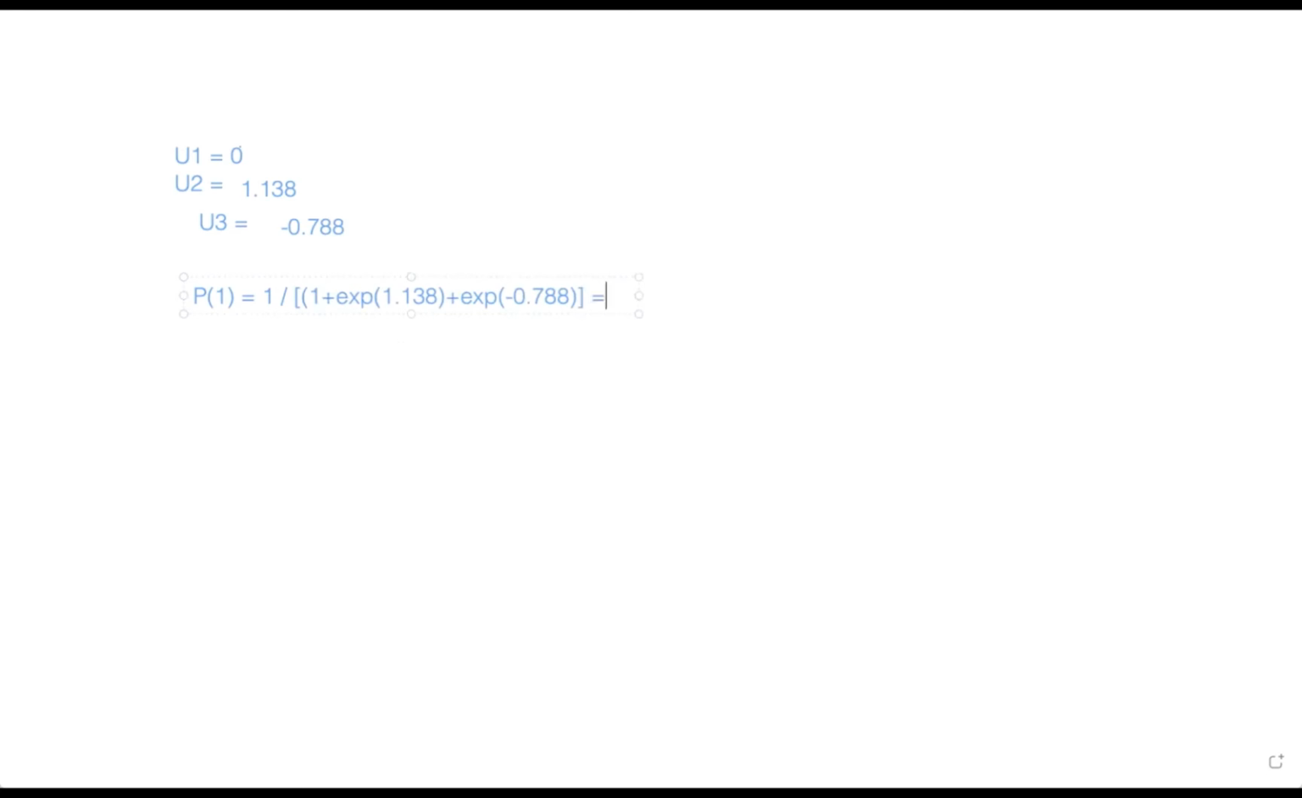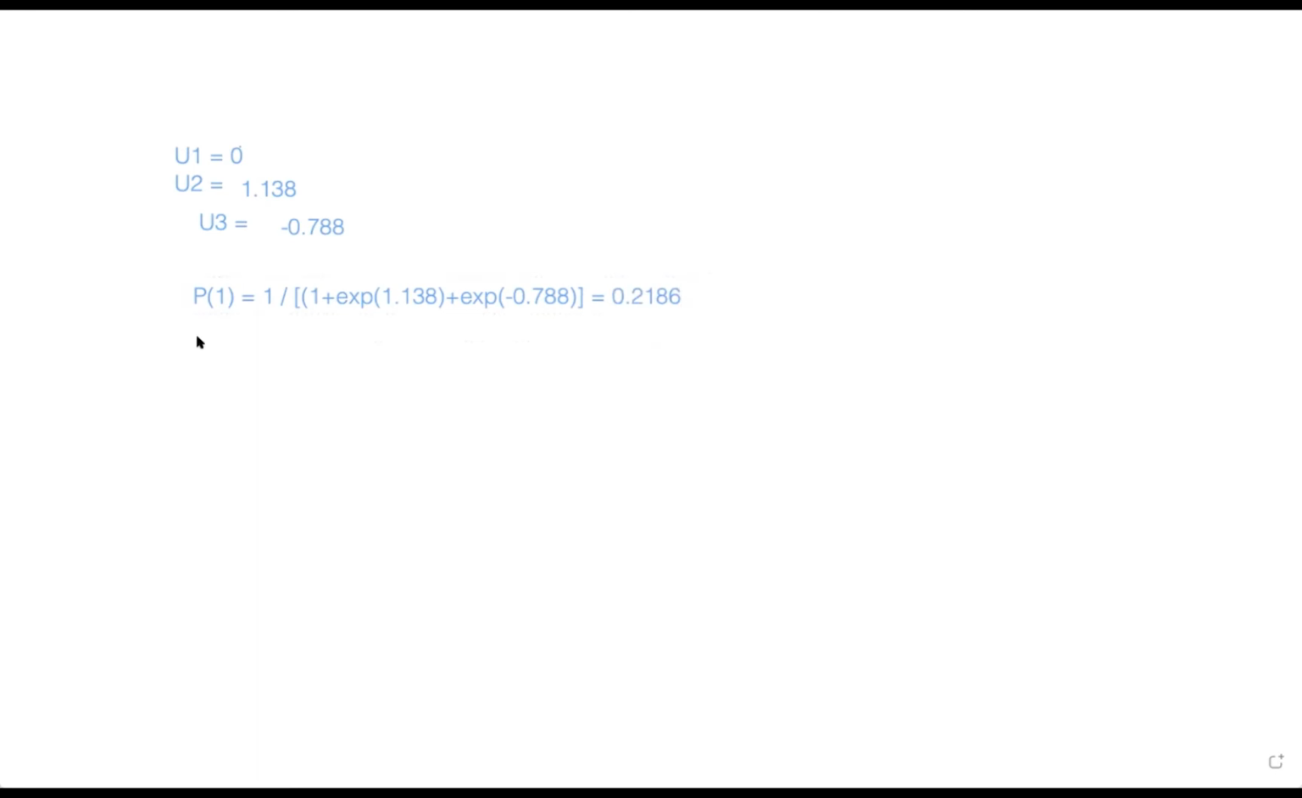And that is going to be, hold on, I'm going to quickly calculate that for us in Excel. So the exponential of 1.138 and the exponential of negative 0.788. Okay, and so the probability of an individual selecting route 1 would be 0.2186.